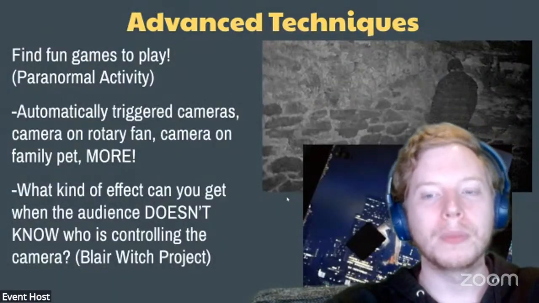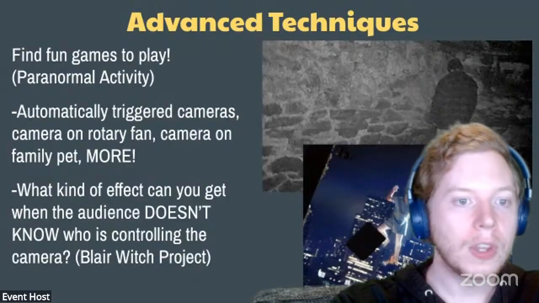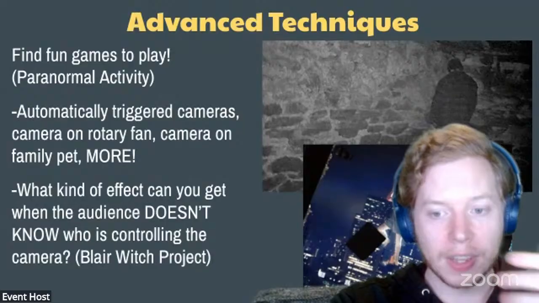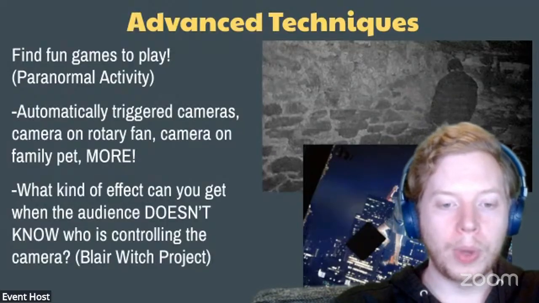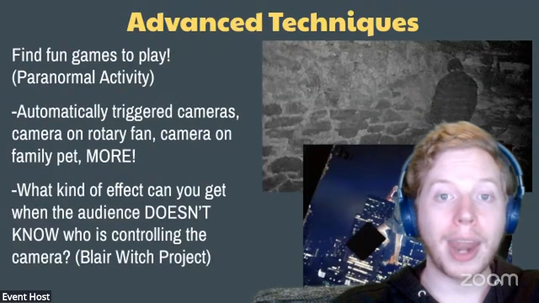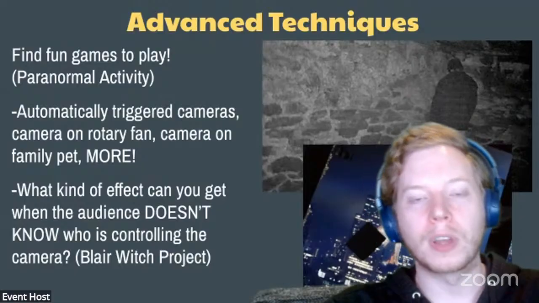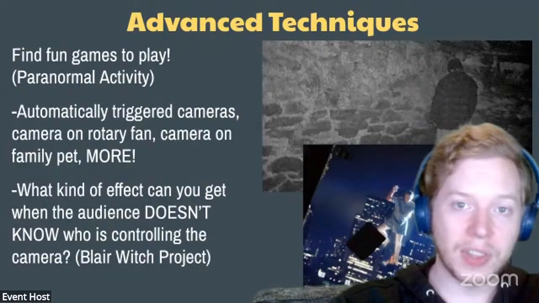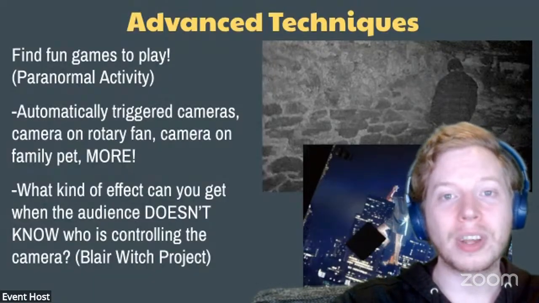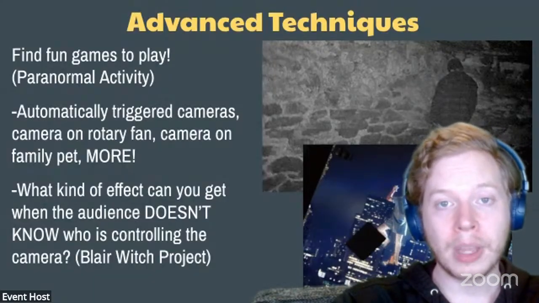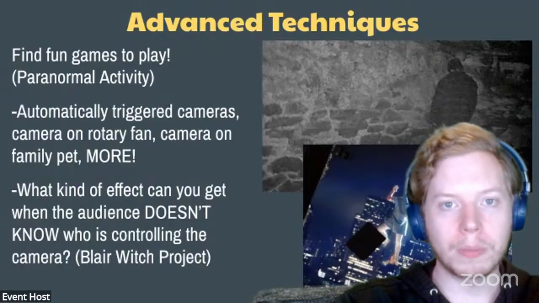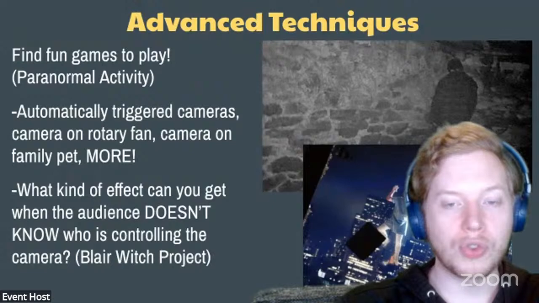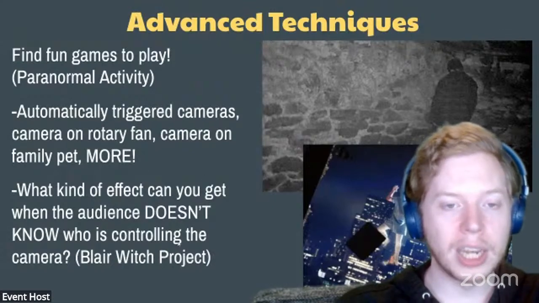Fun games to play. You've got to find fun stuff to do with your cameras. Automatically, like the Paranormal Activity movies made a whole franchise out of this. We can use automatically triggered cameras, like if you're setting up some sort of ghost investigation. They even do this in The Conjuring, and that's set in the 70s. That could have been a found footage movie. There are found footage parts of The Conjuring, but the characters are ghost hunters, so they put cameras on timers and heat sensors and motion detectors and tripwires and stuff like that. Kind of a cool idea.